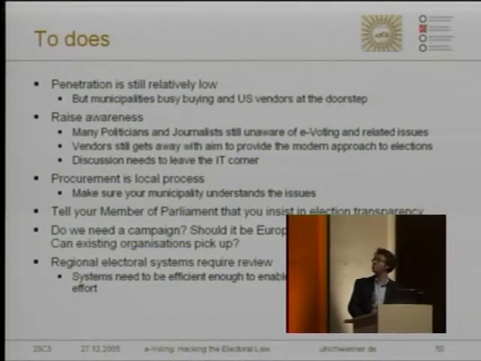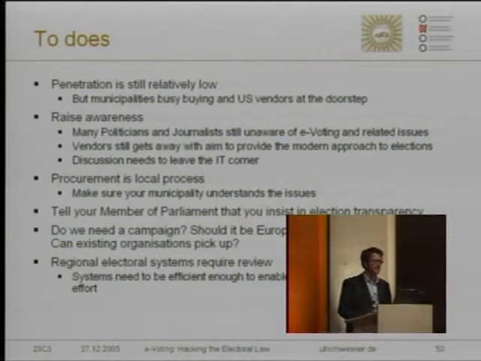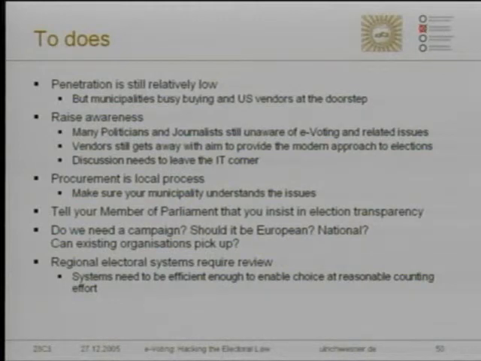So what is on the to-do list? In Germany, at least, the penetration is still relatively low. Cities are busy buying, and US vendors like ES&S are at the doorstep. What we need to do is raise awareness. Many politicians and journalists are still unaware of e-voting because it's not happening in their city. They're not aware of the related issues because they don't understand, for example, the technical issues.